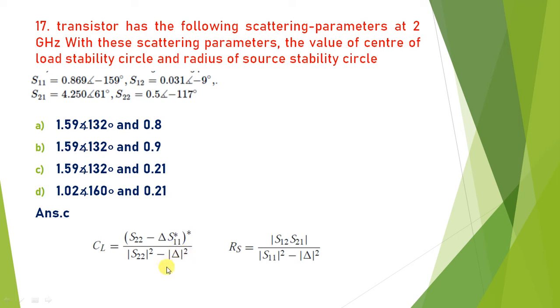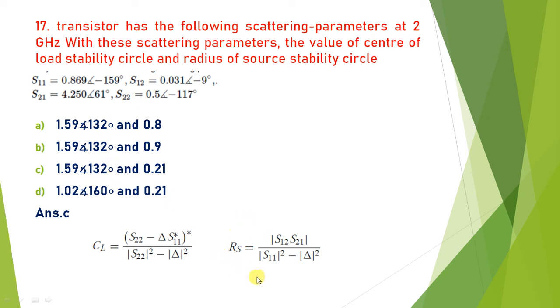So first you have to find the value of delta. I have already discussed in the previous 2 to 3 MCQs how to find the value of delta. So delta is equal to mod S11 S22 minus S12 S21. Okay, so put the values here and multiply and divide the scattering matrix. We will find the value of C, the center, is equal to 1.59 angle 132.